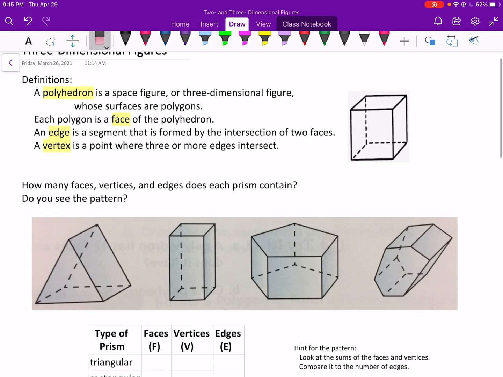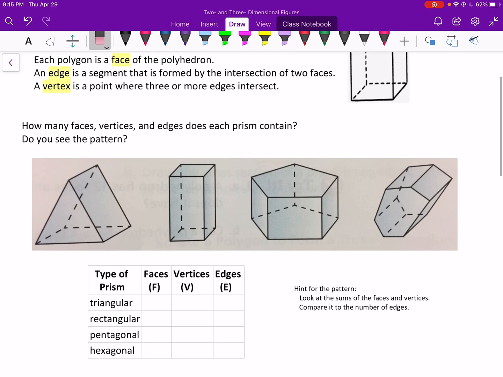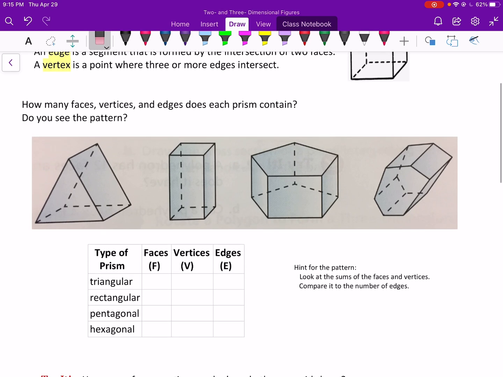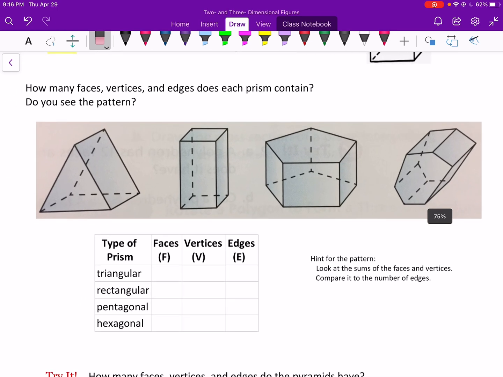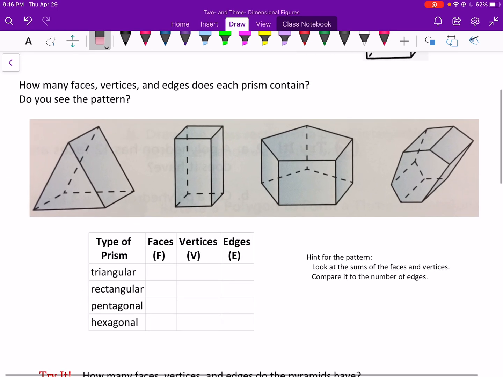The more involved your picture is, the more difficult it is to count them. But what we're going to do is practice counting the faces, the vertices, and the edges. All right, so let's start out with this one with a triangle. They're actually called prisms, by the way. If they don't come up to a single point, we call them prisms. So this first polyhedron is a prism, and it's full of triangles. So we've got a triangular prism is what that's called.